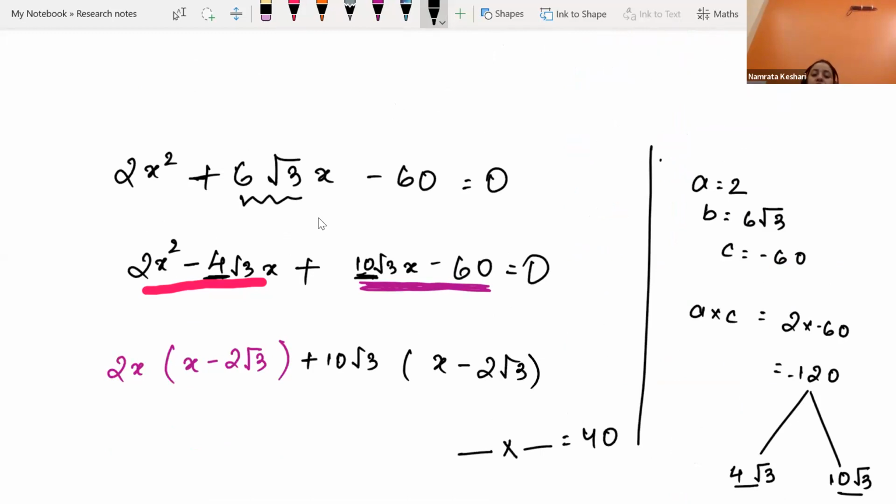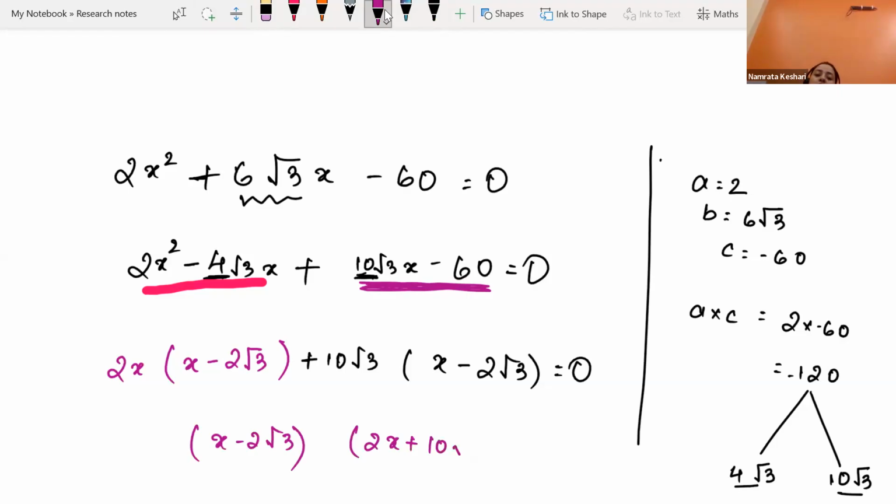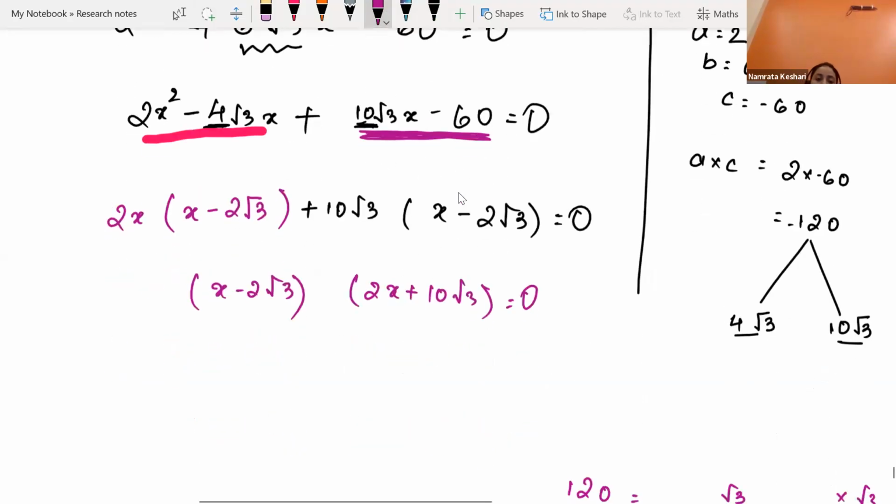This way we can see that we are on the right track, right? Yes. We are having x minus 2 root 3 and the other will be 2x plus 10 root 3. Now what are the x values, Zoha? So the x values are minus 2 root 3.